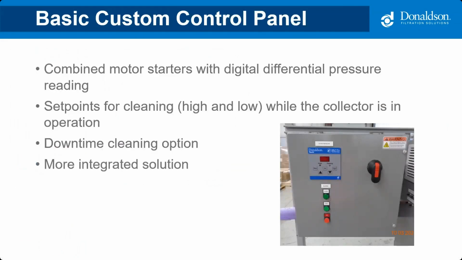So when looking at a basic custom control panel, we're typically combining motor starters with a digital differential pressure reading. It allows the operator to determine set points for cleaning, both high and low. High is when cleaning would be initiated in the system, and low is when cleaning would be stopped. And it cleans while the collector is in operation. There's also a downtime cleaning option, which means that the collector can be set to clean when the laser table is not in operation, such as the end of a shift. It's a more integrated solution than a motor starter and gauge.